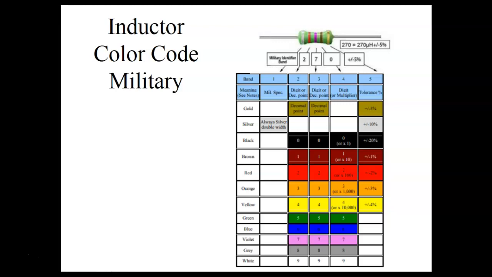So, again, how do you calculate whether it's milli? Well, these little guys right here are going to be microhenries. These guys right here are going to be millihenries. Now, unfortunately, we don't have a meter that measures these things.